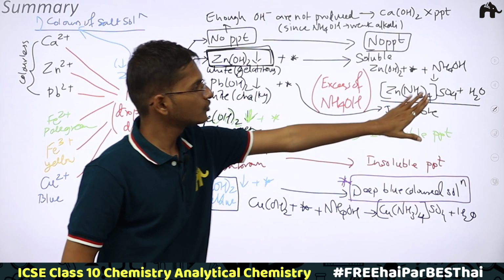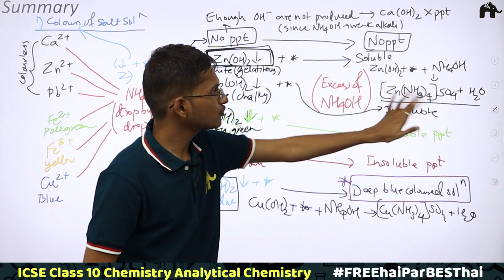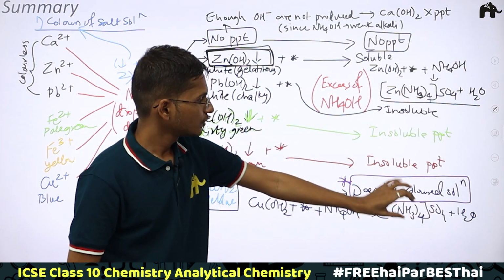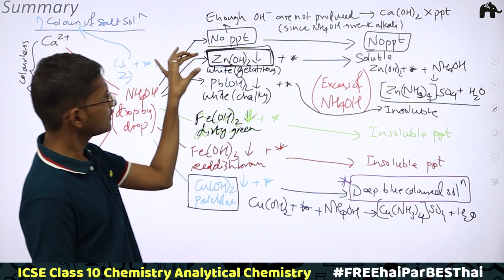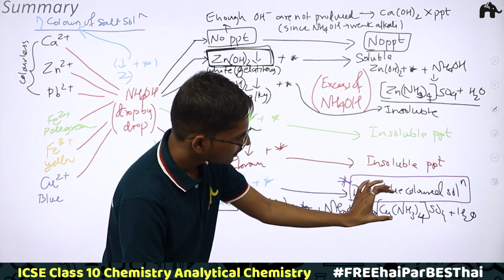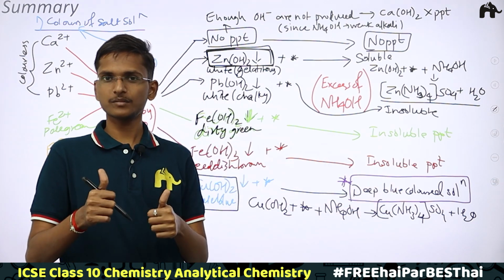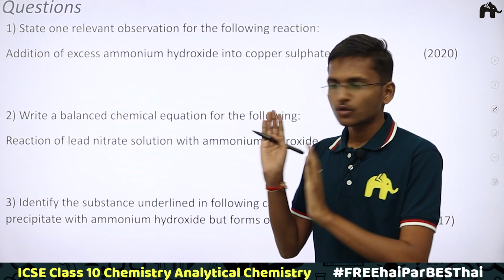In the same way, if you remember these two salts, tetraamine zinc 2 sulfate and tetraamine copper 2 sulfate, you would remember that yes, zinc hydroxide and copper hydroxide precipitates are getting soluble in case of ammonium hydroxide, since there is amine here. Very simple trick. Now it's time to see some questions.